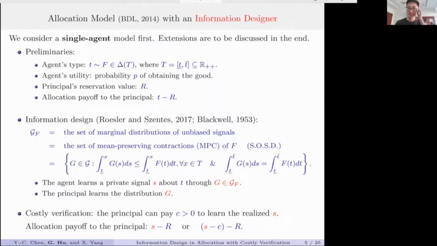So in the scenarios that you talk about, the payoff has nothing to do with the cost C. So in that sense, the cost is totally wasted, right? Yes, in that case, the cost is wasted. And the benefit is to improve the ex post allocation efficiency.